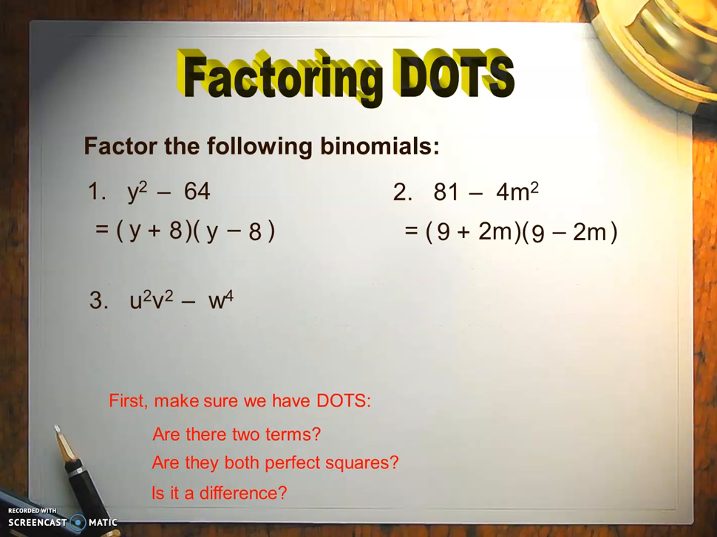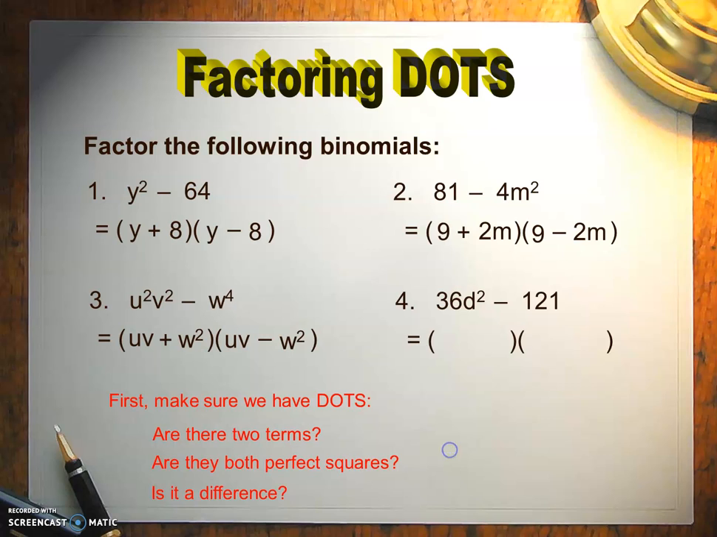Let's go. Oh yeah, they get a little bit tougher. But it's still just a matter of recognizing: do we have two terms? Are they subtracted? Are they both perfect squares? Set up your brackets. Now the square root of u squared v squared is going to be uv. The square root of w to the 4, you cut the exponent in half. So if that was a w to the 6, it would be w to the 3. Anyways, w to the 4 chopped in half is w squared, with a plus and a minus on both brackets.